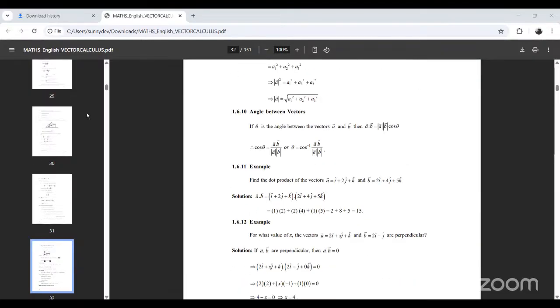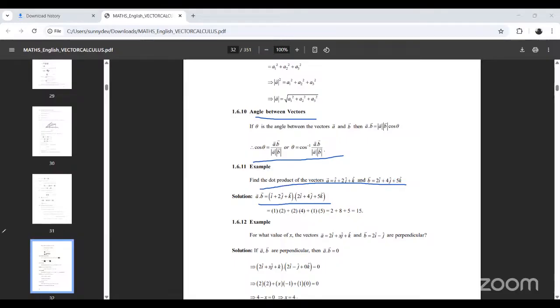So this is the formula we just discussed, no? So the angle between those vectors. Now find the dot product of the vectors, that is A dot B. So 1 into 2. As we just discussed, how we can find the dot product: i coefficient plus j coefficient plus k coefficient. So here we are getting 1 into 2 plus 2 into 4 plus 1 into 5. Then we are getting 2 plus 8 plus 5, that is 15.